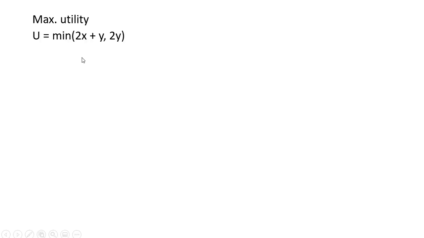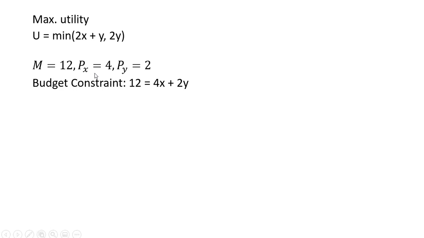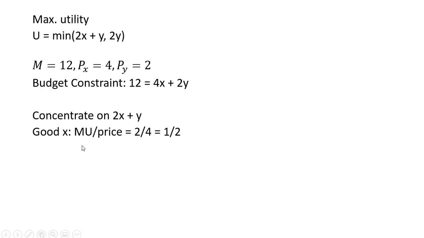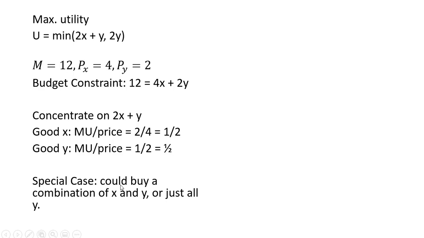And in our last example, you're going to change the prices slightly. Here's our budget constraint at our new prices. Once again, we'll concentrate on the 2X plus Y part. And for good X, the marginal utility divided by the price is 1/2. For good Y, the marginal utility divided by the price also equals 1/2. So this is a special case. We could buy a combination of X and Y or just spend all our income on Y. We'll get the same level of utility.